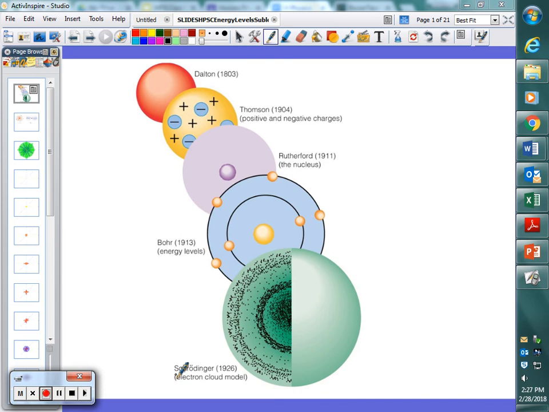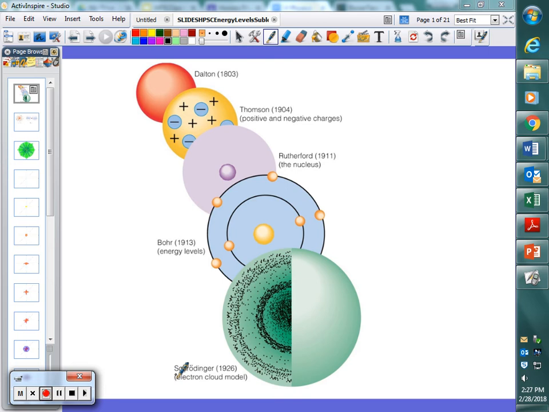How do we know where an electron has been in the past? Could take a picture, yes, although it's kind of hard to actually take a picture of an atom, right? What mark does it leave? What kind of energy? Thermal. Light.